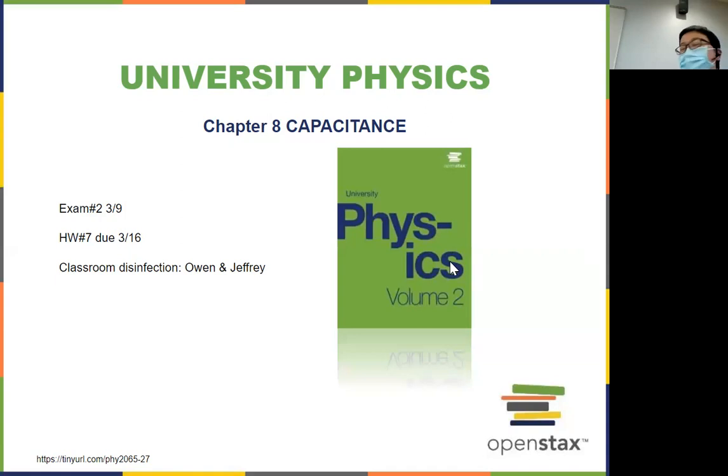So today we'll be looking into a new chapter, chapter 8. This is not in the exam. Exam 2 will be covering chapters 3 through 7 in volume 2 of the University Physics textbook, and also the content in homework numbers 4, 5, and 6.